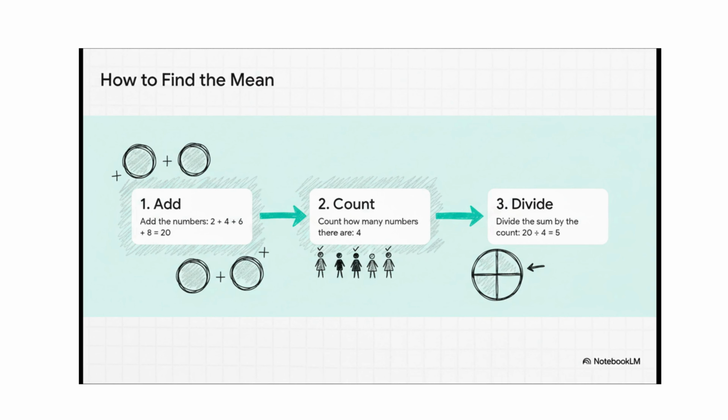First, you just add up all the numbers. So in this case, 2 plus 4 plus 6 plus 8, that gives us 20. Step 2, you count how many numbers you have. We've got 4 of them. And finally, step 3, you divide that sum by the count. So 20 divided by 4 gives us a mean of 5.